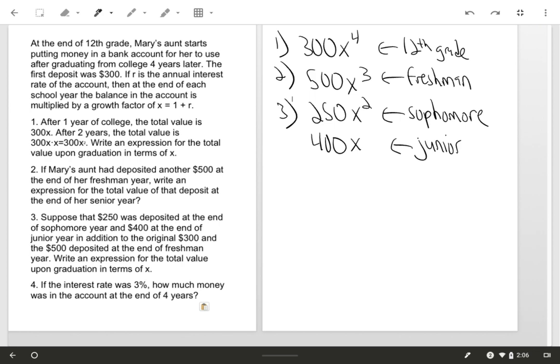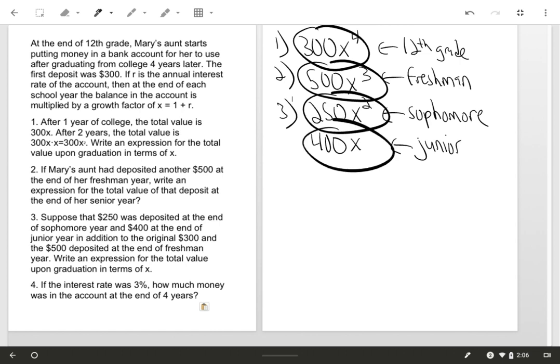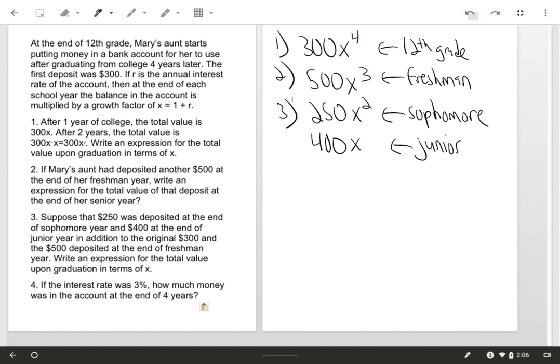To answer the overall question, write an expression for the total value upon graduation in terms of x. So if I want to know how much money Mary will have when she graduates college, all I'm going to do is take these 4 terms that I've already come up with, and I'm going to add them together. So it's going to be 300x to the fourth plus 500x cubed plus 250x squared plus 400x.